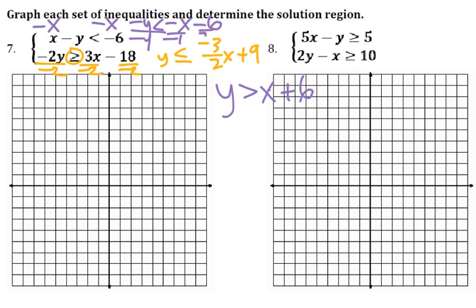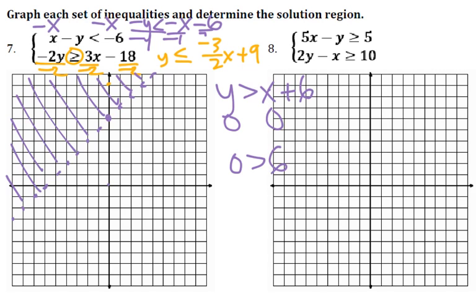So let's graph that one first. 1, 2, 3, 4, 5, 6. Positive x, so up 1 to the right, or down 1 to the left. It's only greater than, so it's dotted, so I'm just going to leave these dots here for my line. Pick our test point 0, 0. 0 for x, 0 for y. Is 0 greater than 6? Nope. So we shade opposite.